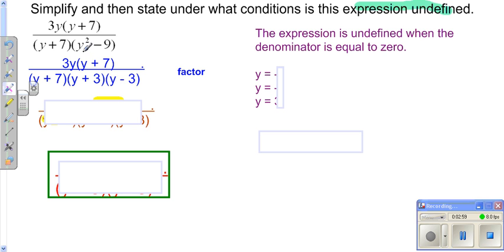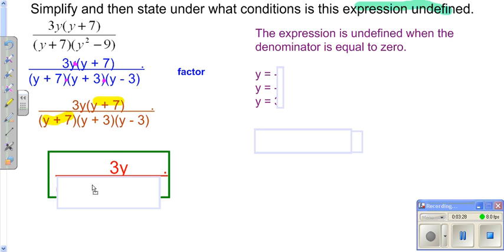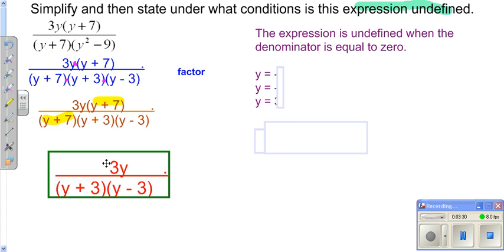Now, as we look at this, we have two things multiplied on the top, the 3y and the parentheses, and on the bottom you have three sets of parentheses all multiplied together. You can only cross out things that are the same in the top and the bottom that are multiplied. You can cross out the y plus 7 because it's y plus 7 times the whole top and y plus 7 times the whole bottom. Then you write what you have left. You only have 3y on the top and the last two parentheses left on the bottom. This is all we're left with.